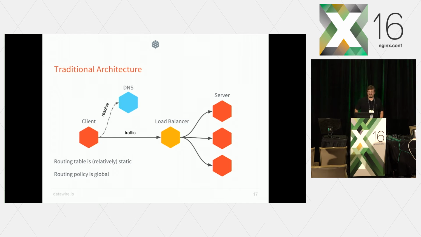And when I say the routing policy is global, what I'm really saying is that the client doesn't get to select which server it talks to. And you'll find out this is a really big difference from the traditional architecture to the newer architecture I'm going to show in a moment.